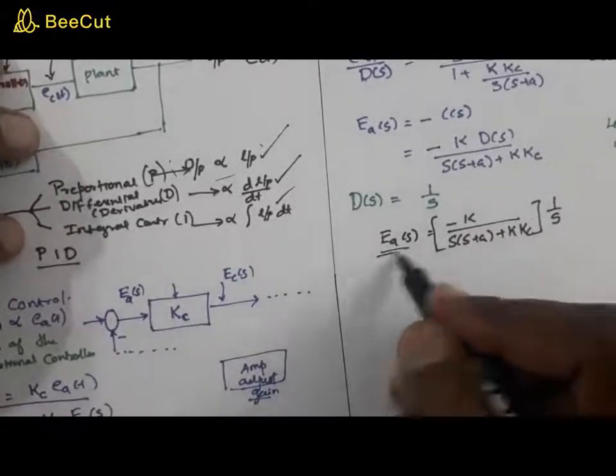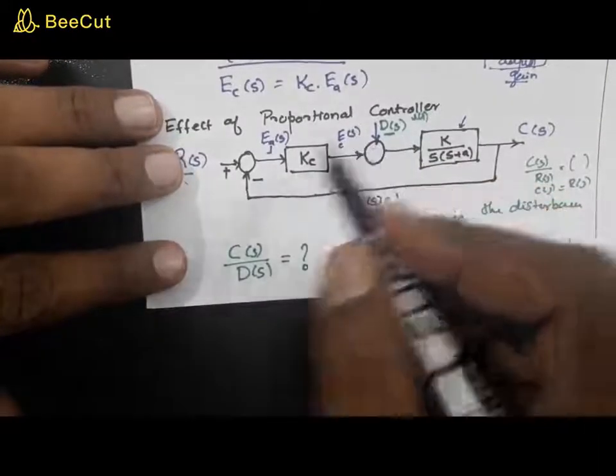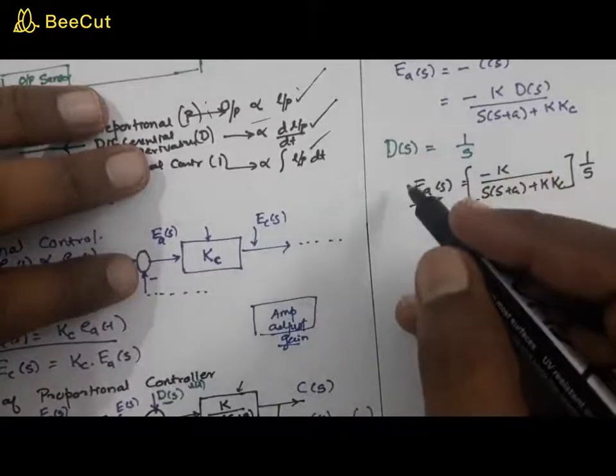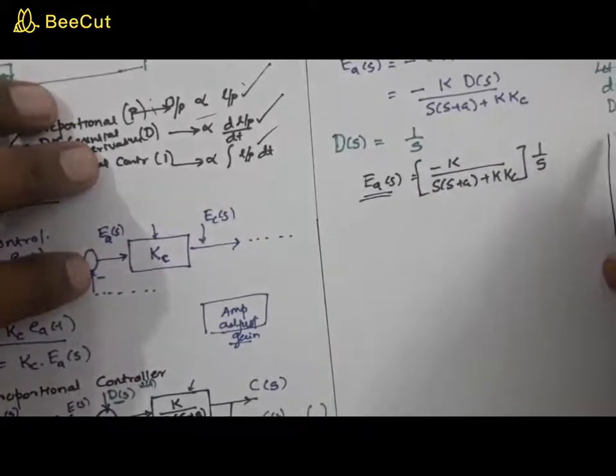Now what is this Ea(s)? Ea(s) is actually the output of this controller. Now this output is proportional to what? This error signal. So in a sense this also represents an error signal. Now you can find out the steady state error. Let us have a recollection of what we studied earlier. What do you mean by steady state error? Steady state error is e(t) at t tends to infinity. Now suppose you have its Laplace transform, how will you get it? That is the final value theorem. Applying the final value theorem, limit as s tends to 0, you will get the steady state error.